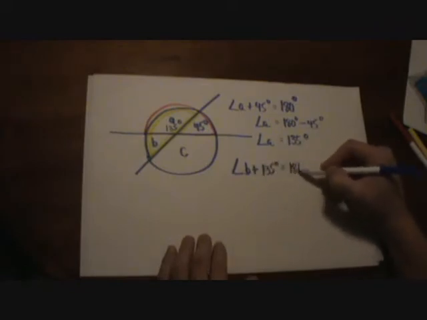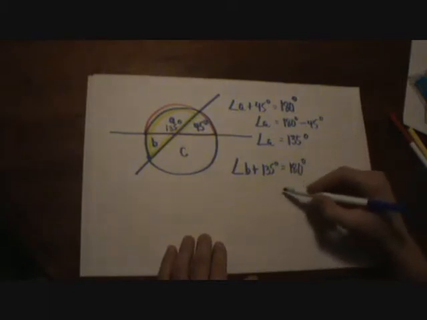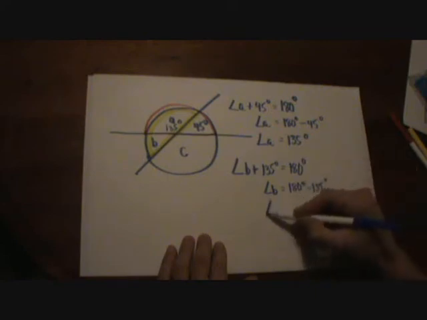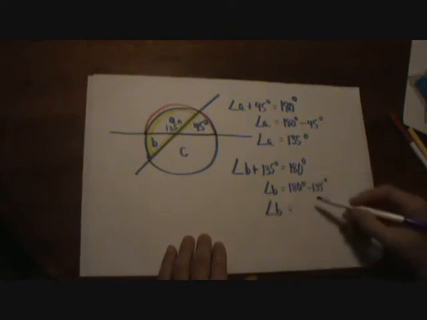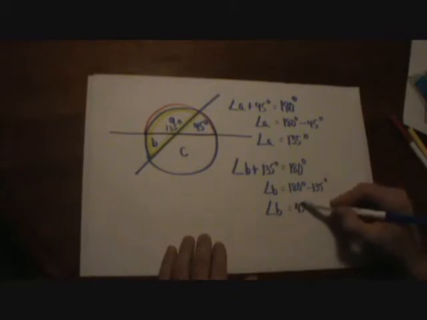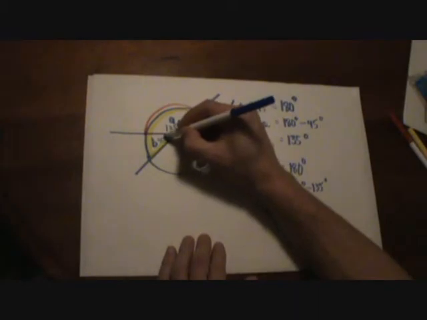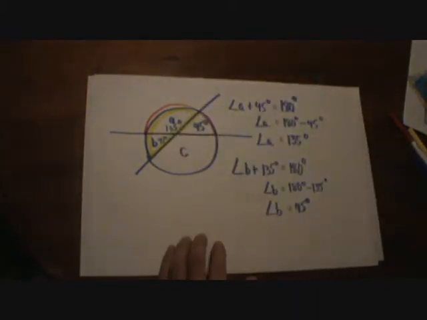be worth 180. So, in order to figure out the value of angle B, all I really need to do now is subtract the 135 away from the 180. And when I do that, I end up with 45 degrees. Now I'm going to look for another half circle. I can see one here, and I'll outline it.